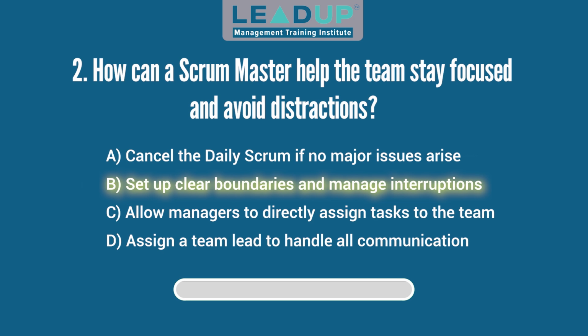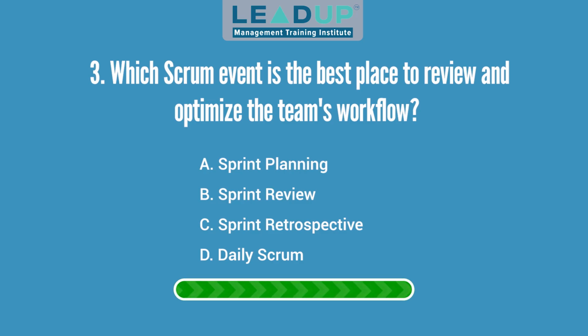Answer: set up clear boundaries and manage interruptions. Question 3. Which Scrum event is the best place to review and optimize the team's workflow? A. Sprint planning. B. Sprint review. C. Sprint retrospective. And D. Daily Scrum.